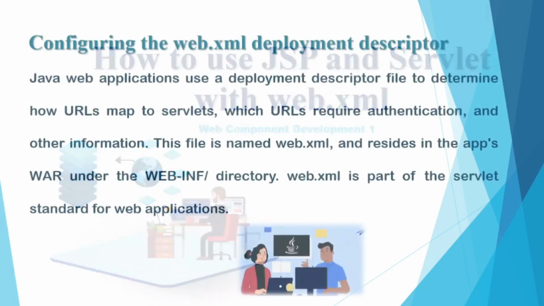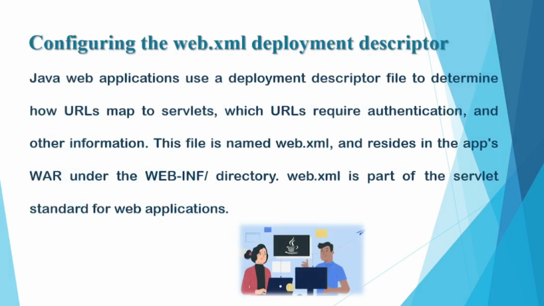First, let's look at configuring the web.xml deployment descriptor. Java web applications use a deployment descriptor file to determine how URLs map to servlets, which URLs require authentication, and other information. This file is named web.xml and resides in the app's WEB-INF directory. Web.xml is part of the Servlet standard for web applications.